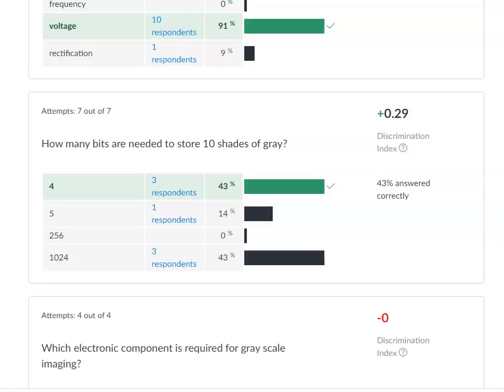Next question, how many bits are needed to store 10 shades of gray? So if you have 2 to the 4, which is 16, 16 is plenty of bits in order to get 10 shades out of that. So our answer is 4.